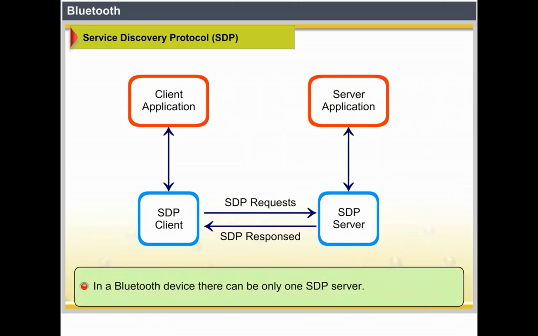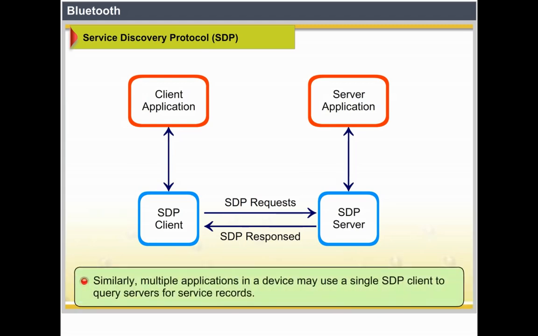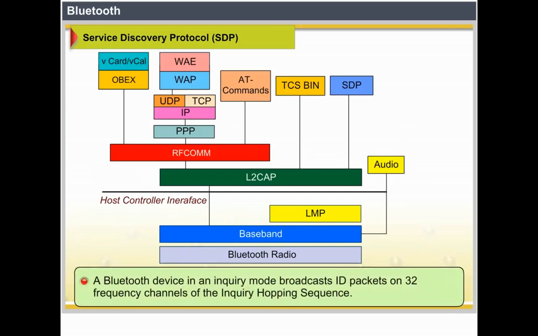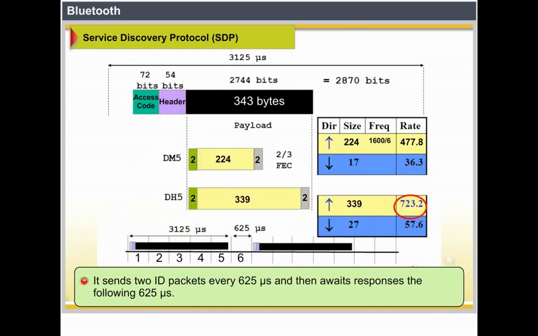In a Bluetooth device, there can be only one SDP server. If a device provides multiple services, one SDP server acts on behalf of all of them. Similarly, multiple applications in a device may use a single SDP client to query servers for service records. A Bluetooth device in an inquiry mode broadcasts ID packets on 32 frequency channels of the inquiry hopping sequence. It sends 2 ID packets every 625 µs and then listens for response the following 625 µs.